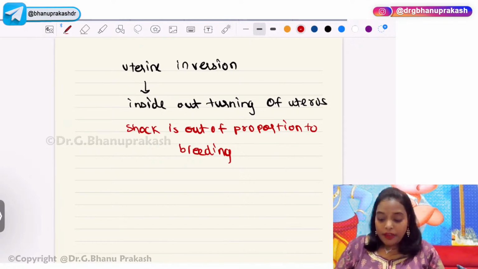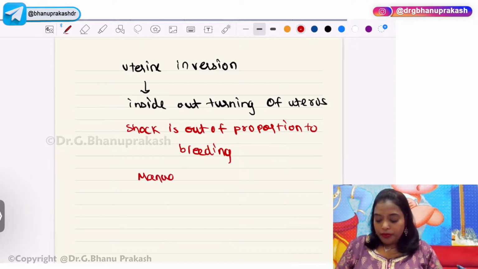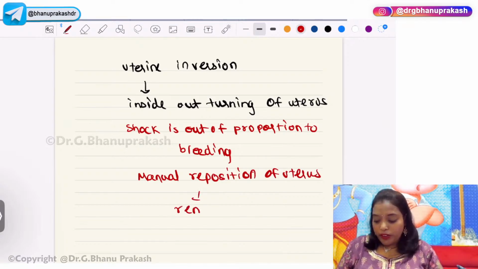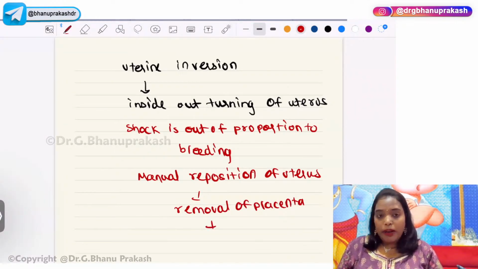What is the treatment for uterine inversion? Push the uterus back. That's called manual reposition of the uterus. So manual reposition of the uterus, followed by removal of the placenta, followed by start oxytocin.